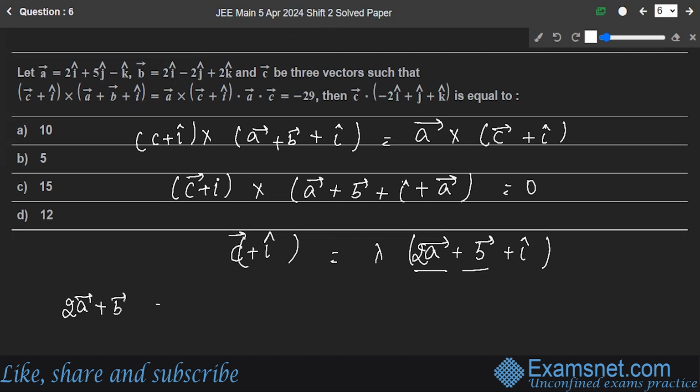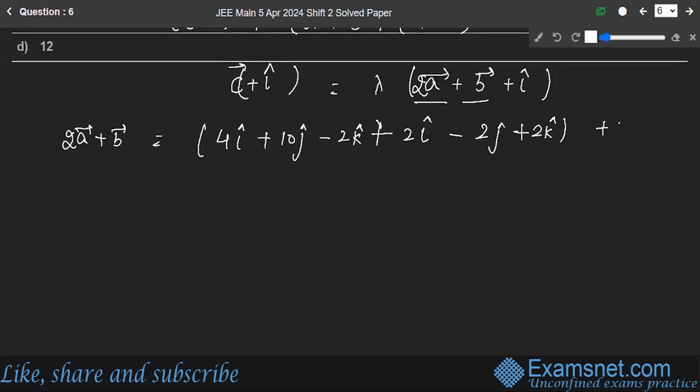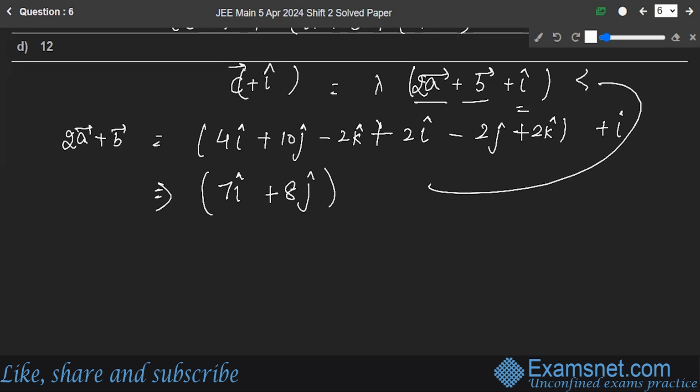2A plus B vector will be given by 4I 10J minus 2K and plus 2I 2J and 2K. Right? Let's add this I also over here. And this will give me 7I and 8J, and K will cancel. 7I and 8J, let's fill in this equation. So you have C plus I is equal to this.